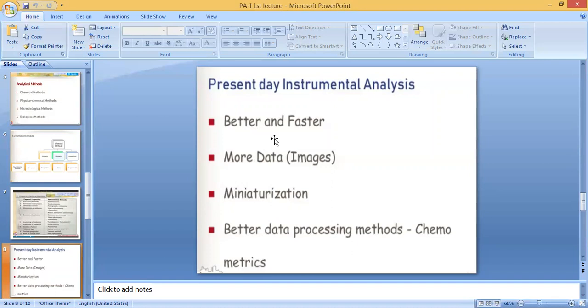That is, it gives better and faster results. More data can be obtained from the instrumental method of analysis, which can be converted into various images or graphical forms, and we can easily interpret the result. Next, miniaturization is also possible in the instrumental method of analysis, and data processing gives better results as compared to the other one.